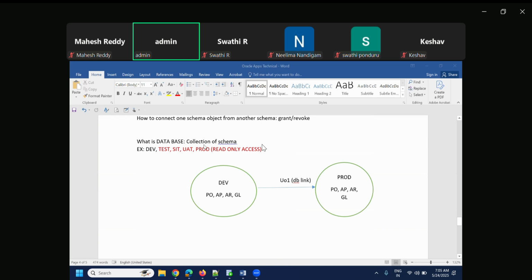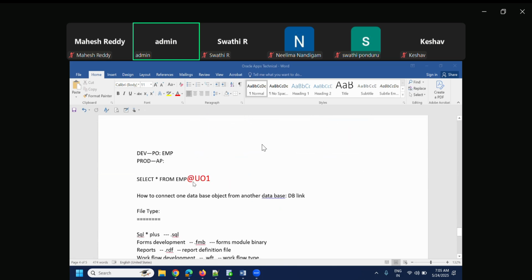Then how to connect to a database object from another database? By using the DB link. So we have to use the @ symbol. After the table, you just mention @ and the DB link name. If you don't know this, you have to get it from the DBA guys. You have to drop a mail to the DBA, and the DBA will let you know the DB link name.